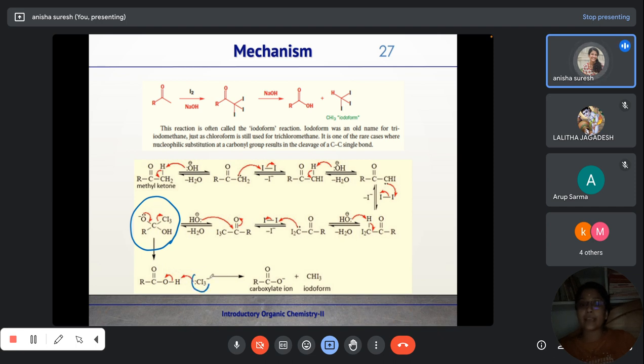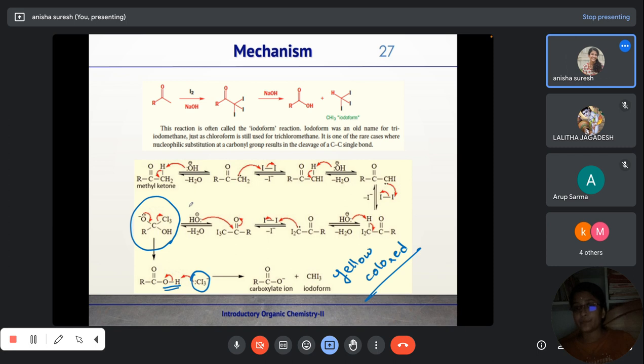And this CI3 can abstract this proton. This will be an acidic proton, and it can abstract this acidic proton and lead to formation of carboxylate ion and iodoform. So this iodoform will be yellow colored, and that yellow coloration will indicate the presence of methyl ketone in the system. Clear, right?